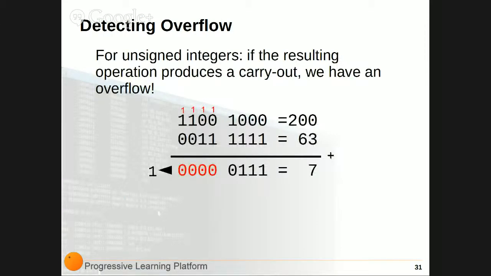So if it's unsigned, pretty simple. If you have a carryout, then you have an overflow. Keep in mind, carryout does not equal overflow. Carry is just an arithmetic concept where your answer requires an additional digit. Just like in decimal, 9 plus 7 is 6 with 1 in the next digit. That's carry. It's an arithmetic concept.